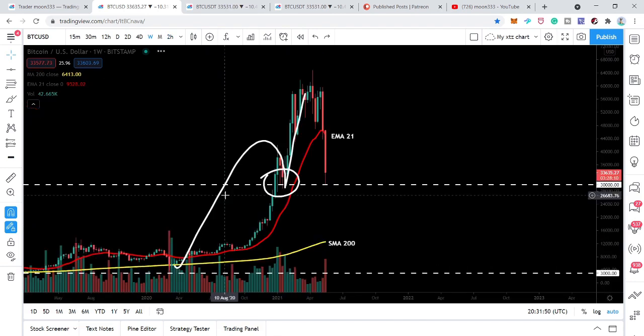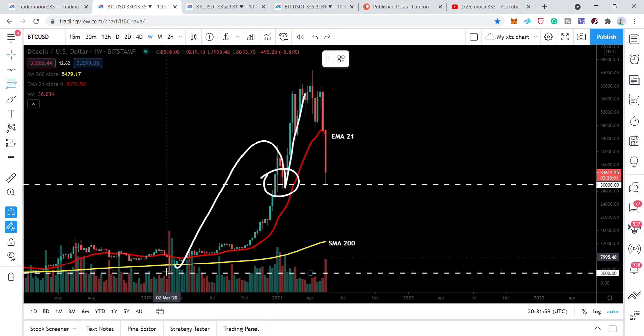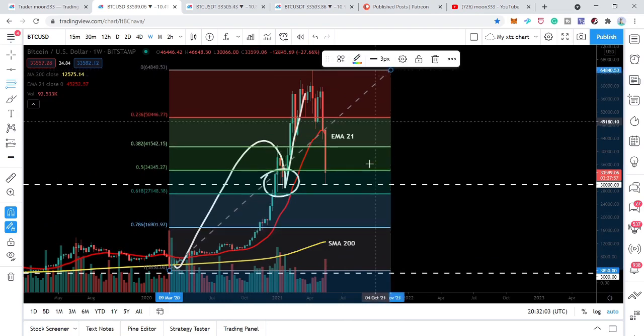Therefore, so far, it is holding at a very good support, and it is also very close to the golden pocket as well. If I place this Fibonacci tool here, then we can see that we have the golden pocket at $27,500. And we are very, very close to this golden pocket.